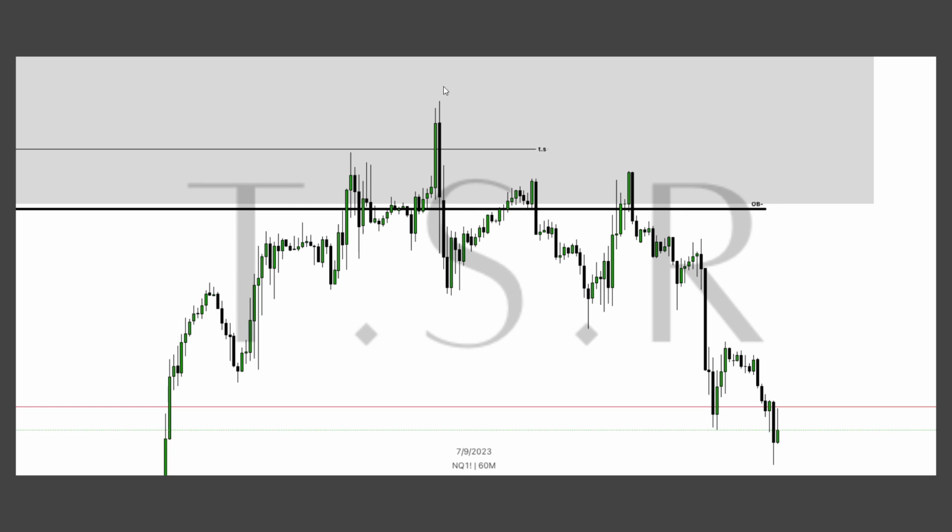Right here, you would look for a CRT. Align the higher time frame with a lower time frame entry. Look for a lower time frame CRT such as the 9 a.m. CRT model, 60-minute, 1-hour CRT. Where? At the turtle soup.